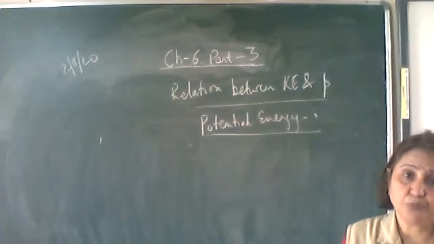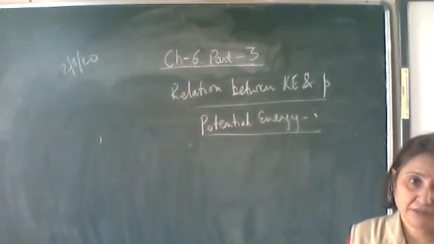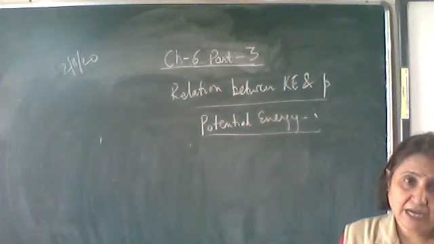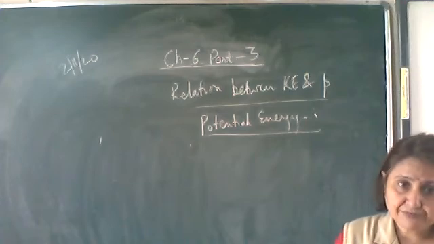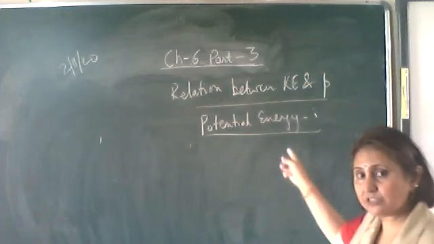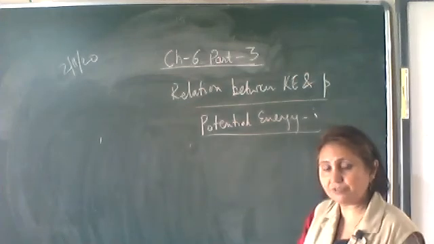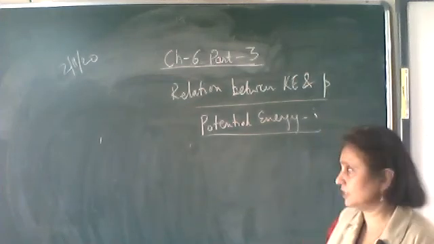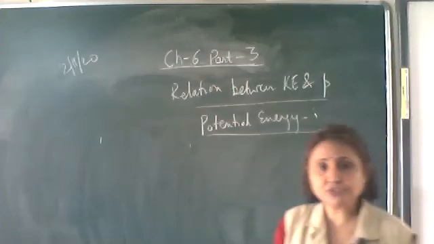The stretched bow. Arrow and bow, you must have played. So when the arrow is released, you have to stretch the string of the bow. Some work will be done and that energy will be stored in the form of potential energy. So these are some of the examples of potential energy.